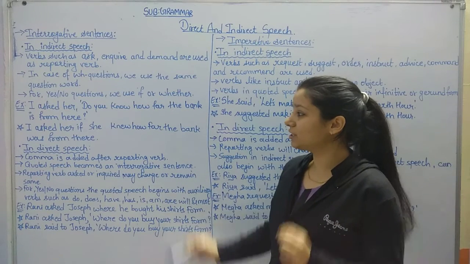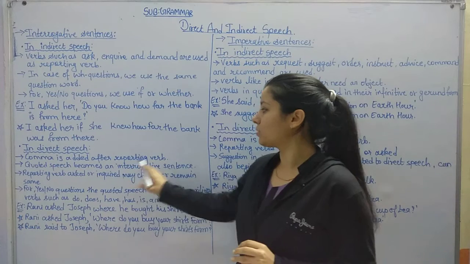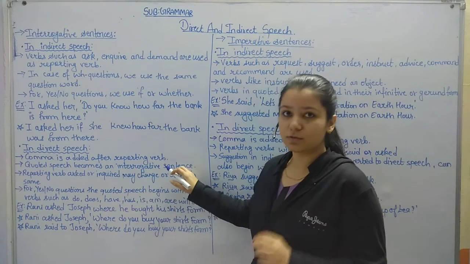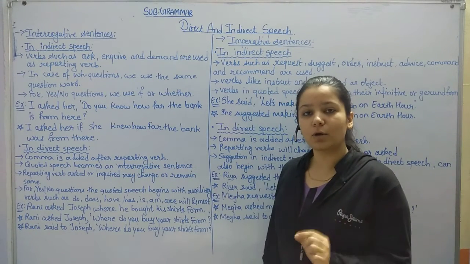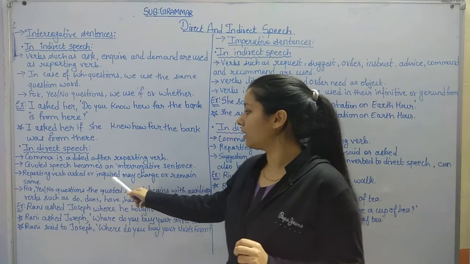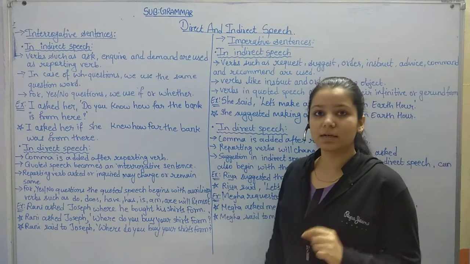Next is changing into direct speech. A comma is added after the reporting verb. The quoted speech becomes an interrogative sentence, so we will add a question mark at the end of the quoted speech. The reporting verb asked or inquired may change or remain the same while changing into direct speech.